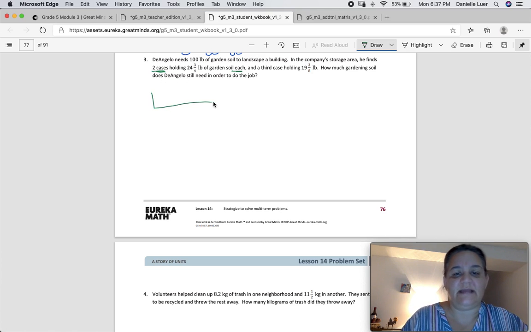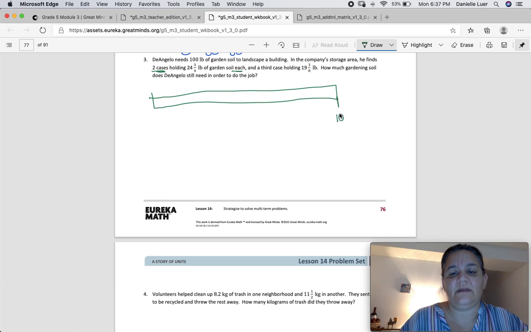So I'm going to use a tape diagram here. He needs 100 pounds. LB means pounds. He has 2 cases, and they're identical, so I'm going to draw them identical. 24 3/4 and 24 3/4 of garden soil that he found. And then he found a third one that has 19 3/8. How much gardening soil does he still need to do?